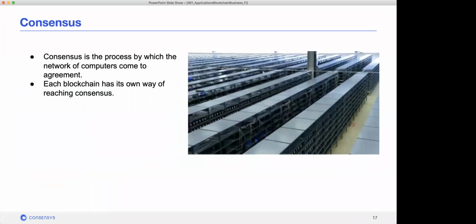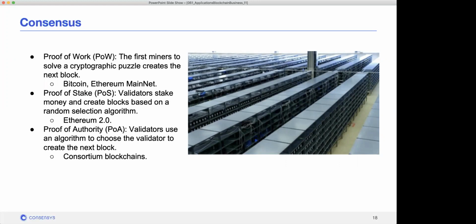So there are multiple mining nodes. Otherwise, if there wasn't, then you'd have a centralization point. The mining nodes come to agreement on what the next block of transactions will be by a process called consensus, and different blockchains have different methodologies for doing consensus. Proof of work, or POW, is a methodology where you've got a cryptographic puzzle problem, and solving that puzzle first means that you get the right to generate the next block. Bitcoin and Ethereum mainnet use that.